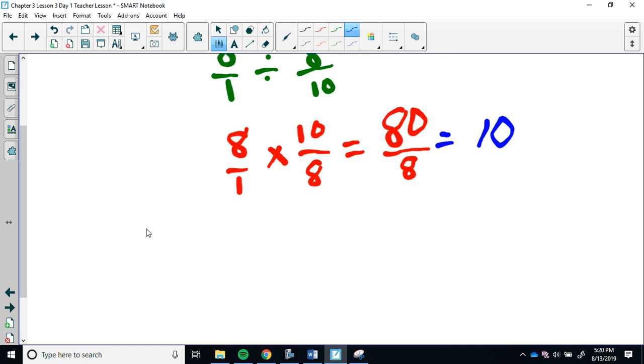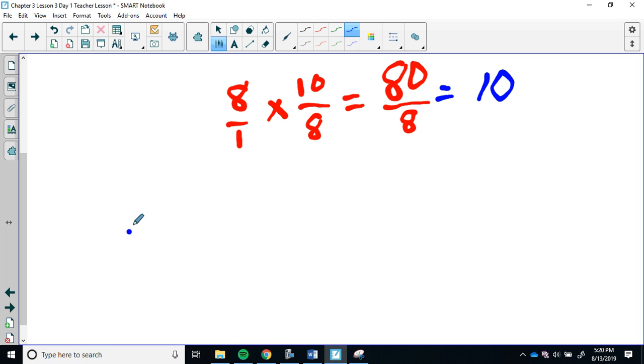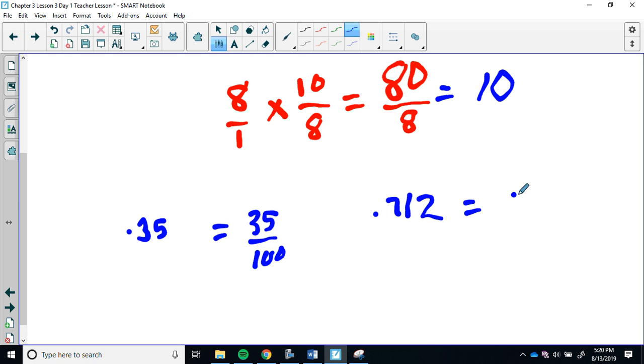One thing I want to show you real quick is if you had, let's say, 0.35. If we had 0.35, our fraction would be 35 over 100. And the reason it would be 35 over 100 is because we have two place values to the right of the decimal. If it was 0.712, the fraction would be 712, and you probably guessed it, over 1,000, because there's three places to the right of the decimal, so we need 3 zeros.